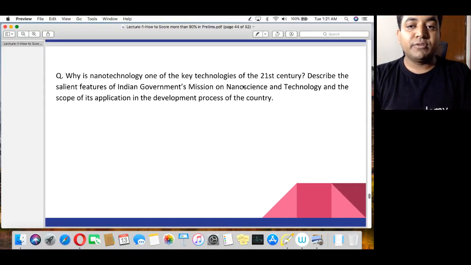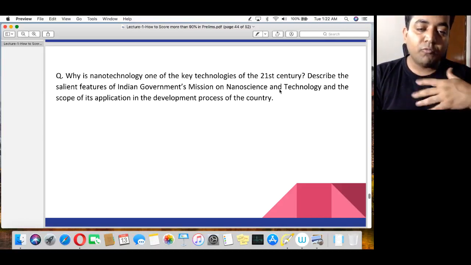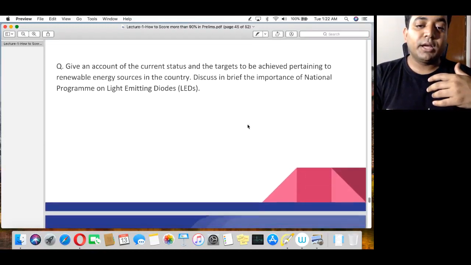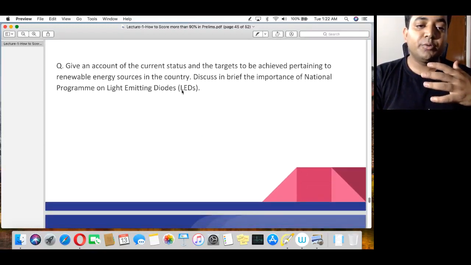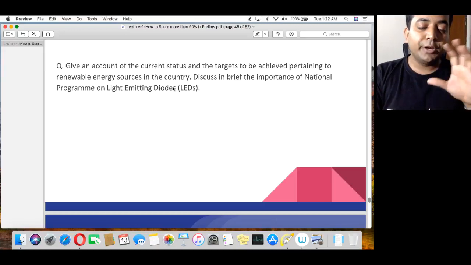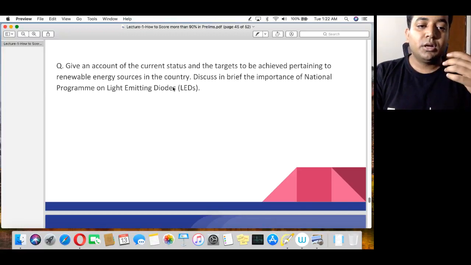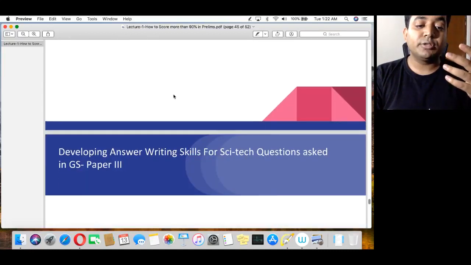Why is nanotechnology one of the key technologies of the 21st century? Describe the salient features of India's government mission. Here you need to understand what all nanotechnology can impact, and also the science and technology policy of the Government of India. Give an account of the current status and the targets to be achieved pertaining to renewable energy sources in the country. Again you need to talk about 2022. We want a certain number of gigawatts of energy coming from renewable sources. Discuss and brief the importance of the national program on LEDs. Traditional bulbs take a lot of power and are not efficient. They get fused. If you buy an LED light, it can work for 2-3 years, and it is very energy efficient.